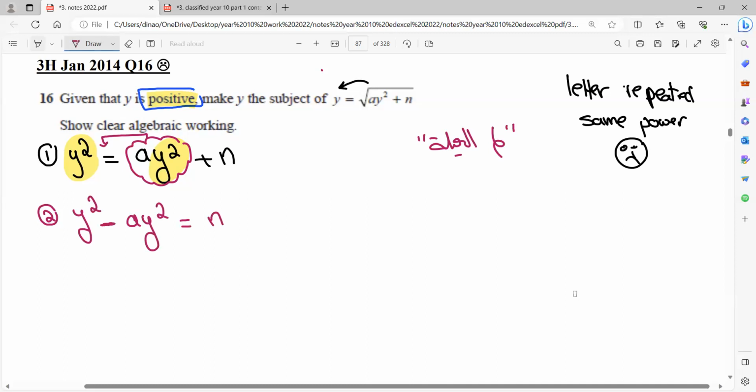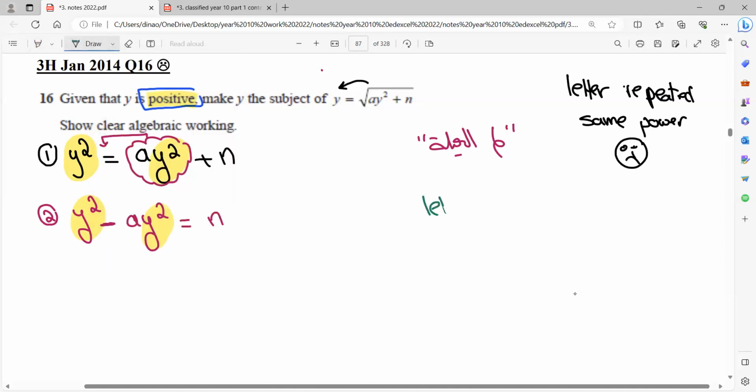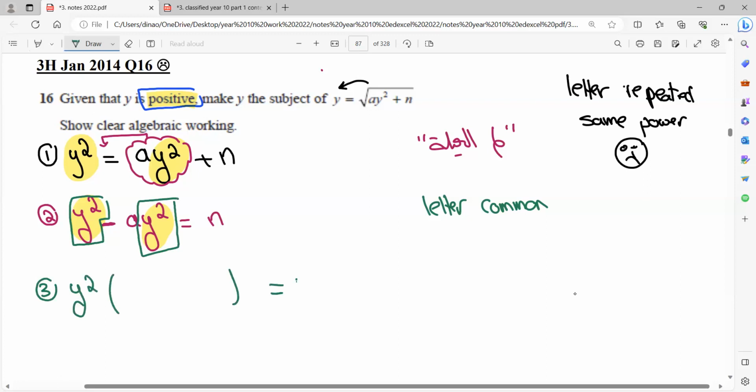And then let me highlight the letter required as subject. I will take the letter common. طيب هنا بقى in this case, do I take just y while I take y squared? No, I take y squared. Deal with it as you are dealing with highest common factor questions. So I take the letter as it is common. So I end up with y squared, open bracket, equals to n.